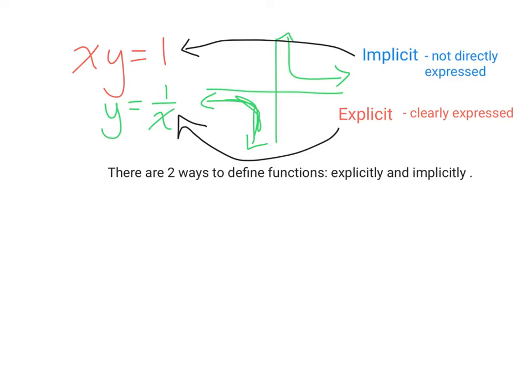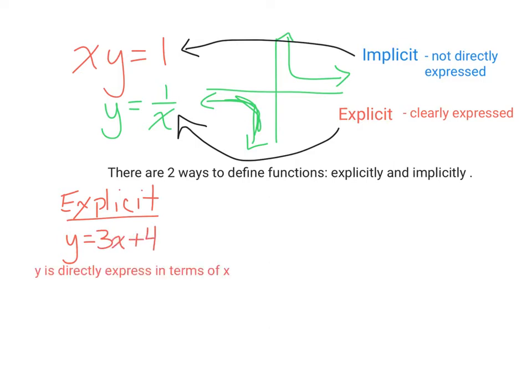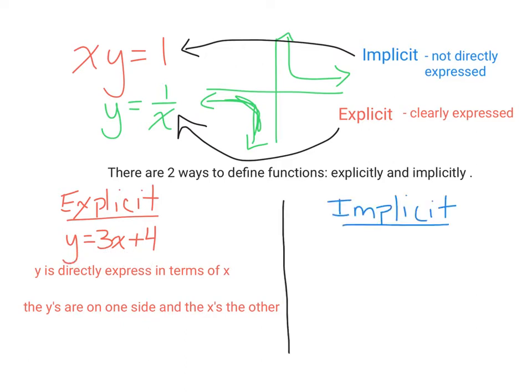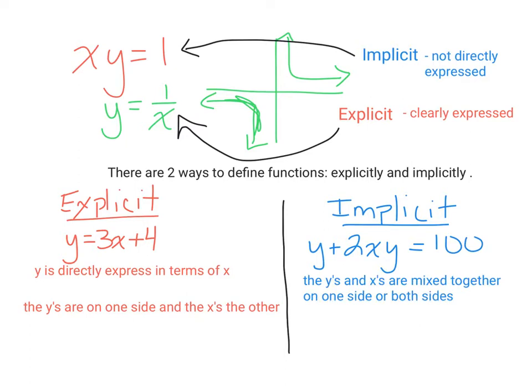There are two ways to define functions, explicitly and implicitly. An explicit function might be something like y equals 3x plus 4. Y is directly expressed in terms of x, or y's are on one side of the equation and the x's are on the other. Now for an implicit function, an example might be y plus 2xy equals 100. The y's and x's are mixed together on one side, or it could be on both sides.